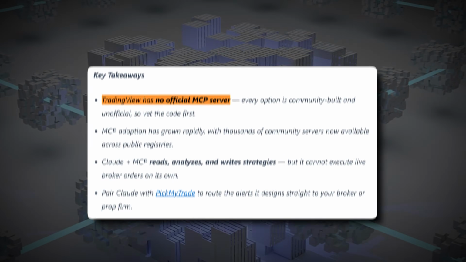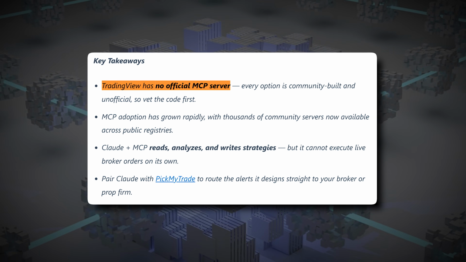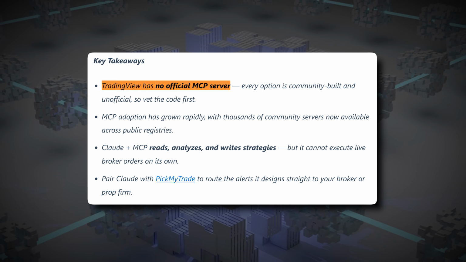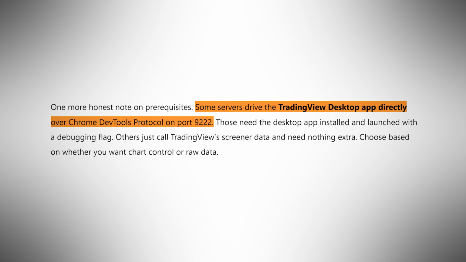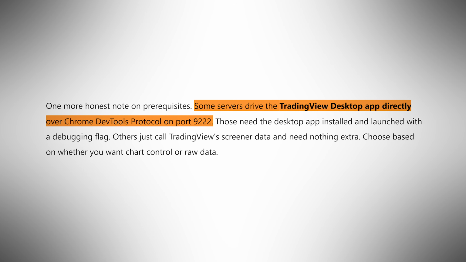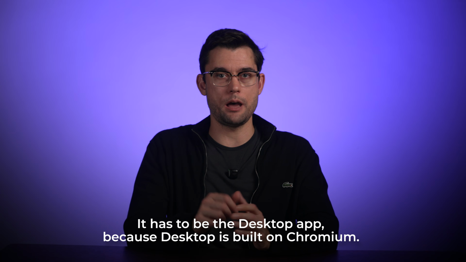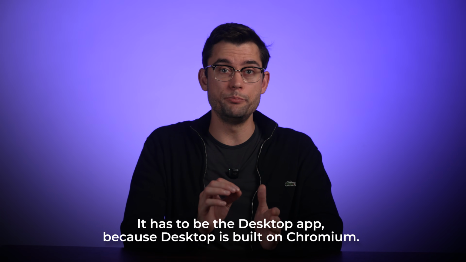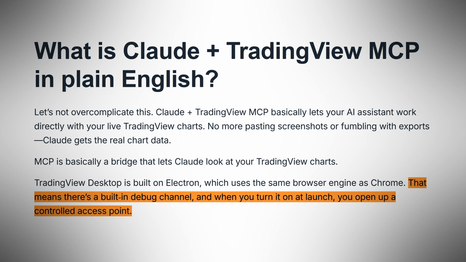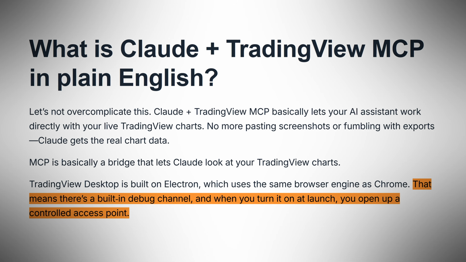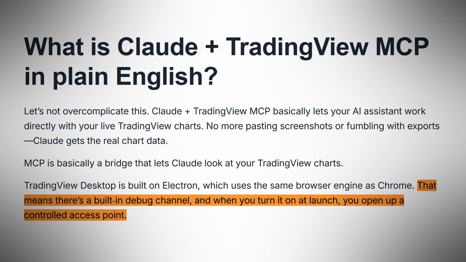Here's the important detail though. There is no official TradingView server for this. None. Everything you're about to build is community-made, and it connects through the desktop app's internal Chrome debug port 9222. The browser version of TradingView does not work for this. It has to be the desktop app, because desktop is built on Chromium, and when you launch it with a debug flag, it opens a local window that Claude can read from.